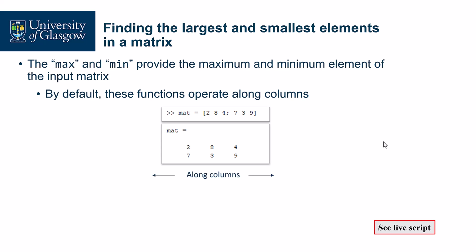Let's remember it works along columns. So we can see max of the matrix. What will happen? Will it output the maximum number 9? No, it will not, because MATLAB works by columns. When we do max of the matrix, we get the maximum number of each column. So we can see here, 7 8 9. The 7 is the maximum in the first column, 8 is the maximum in the second column, 9 is the maximum in the third column.